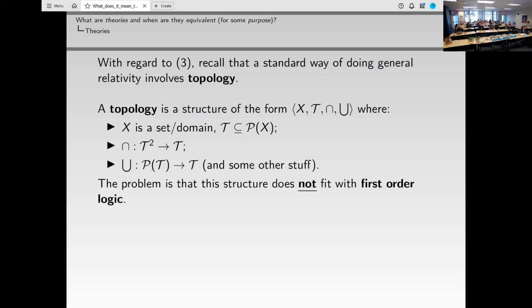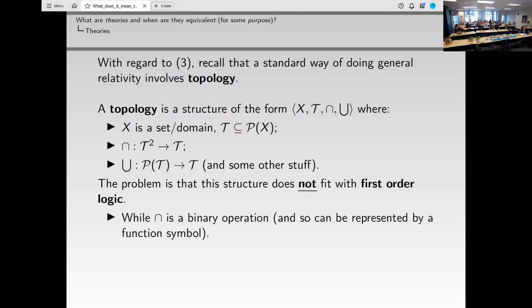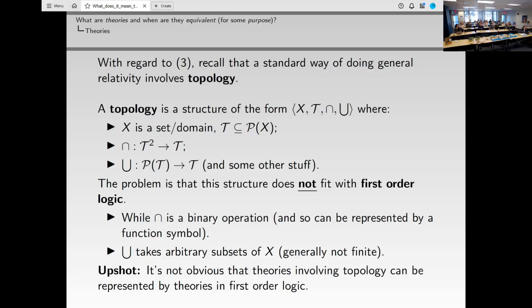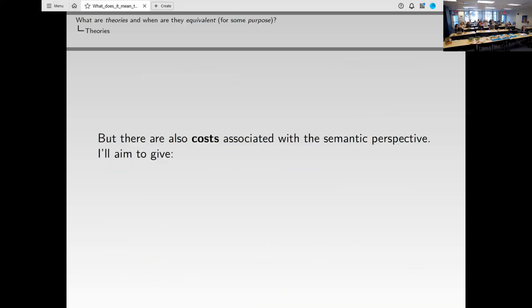But the problem is that this structure does not fit within first order logic. While intersection is a binary operation, and so can happily be represented in first order logic, union takes arbitrary subsets of X, which are generally not finite. So the upshot is that it's not obvious that theories involving topology can be represented by theories in first order logic. That's a big roadblock right at the beginning. Just to flag, this is the ghost line here. I'm going to come back to this and say something perhaps a little positive about it later on, something I've been thinking about for a long time, but wait till we get to it.